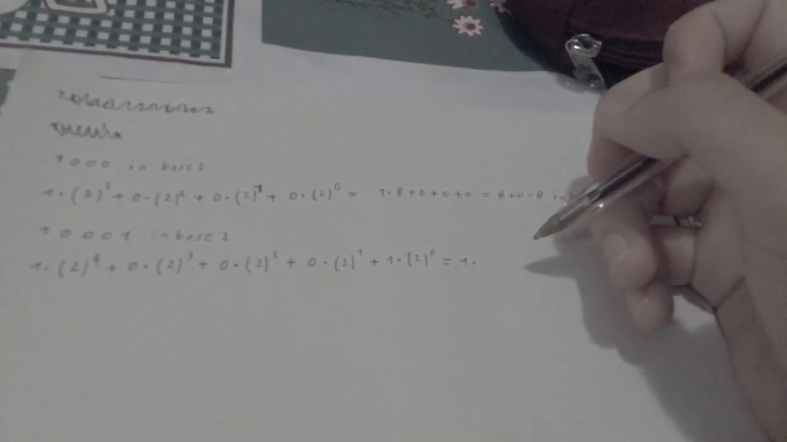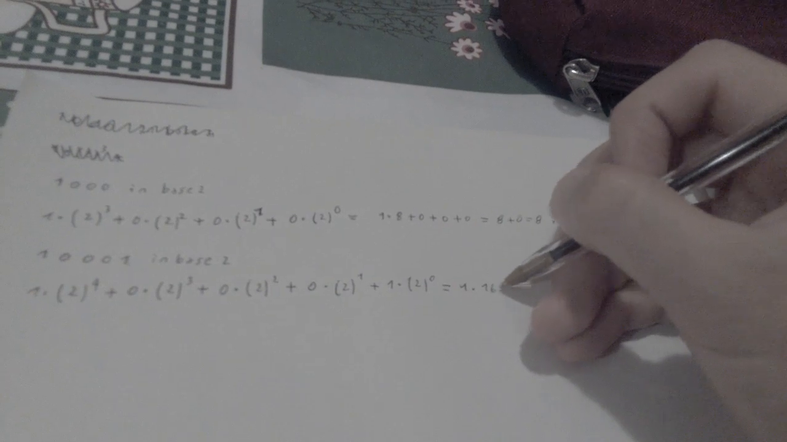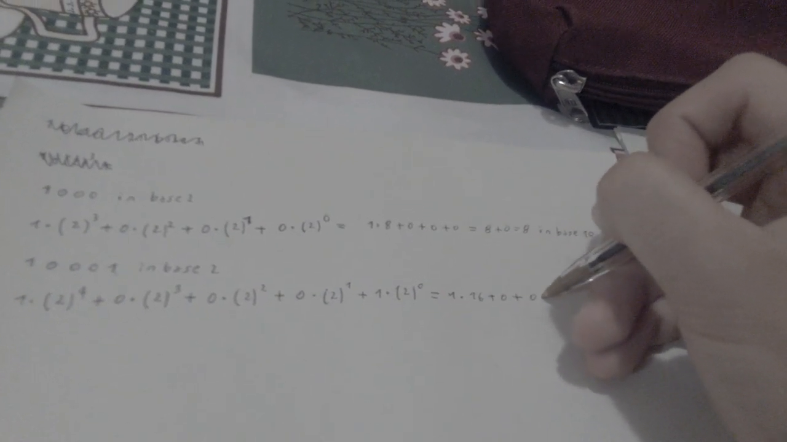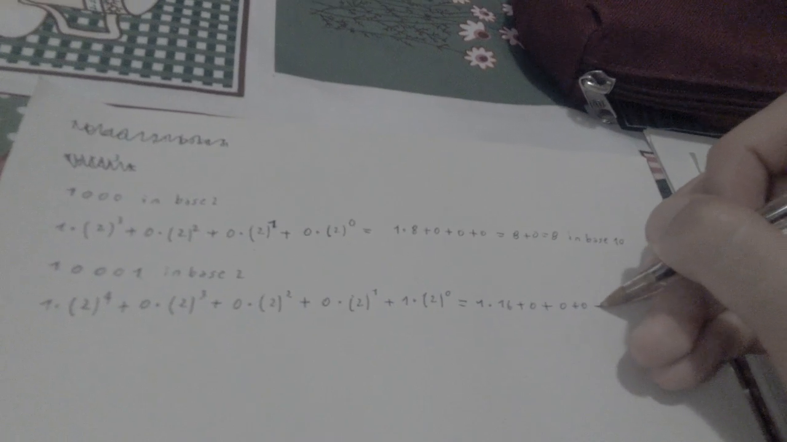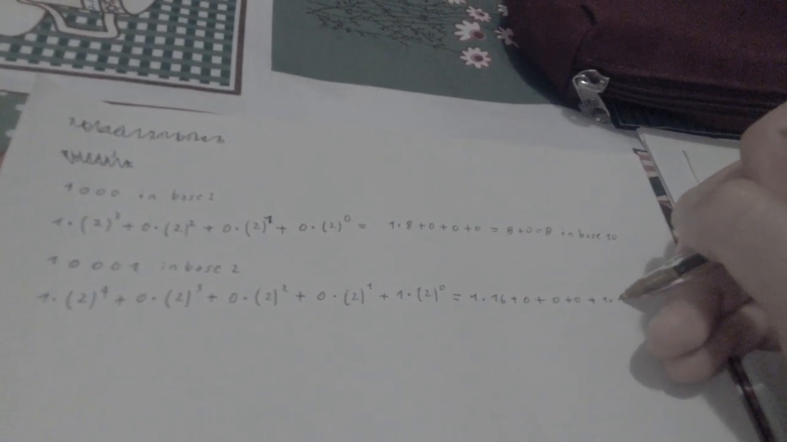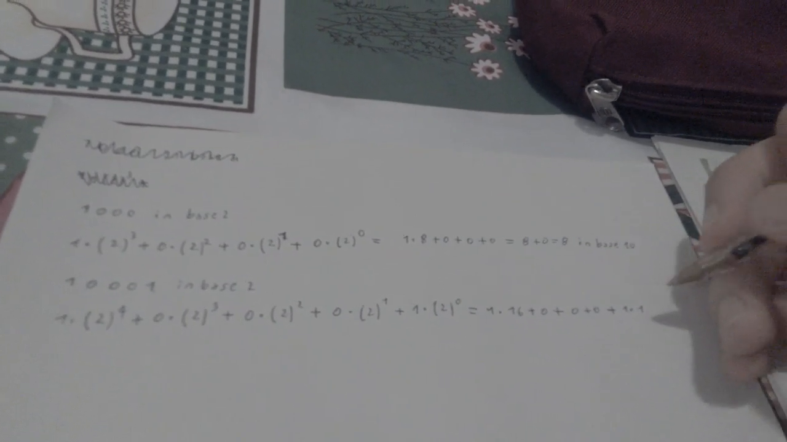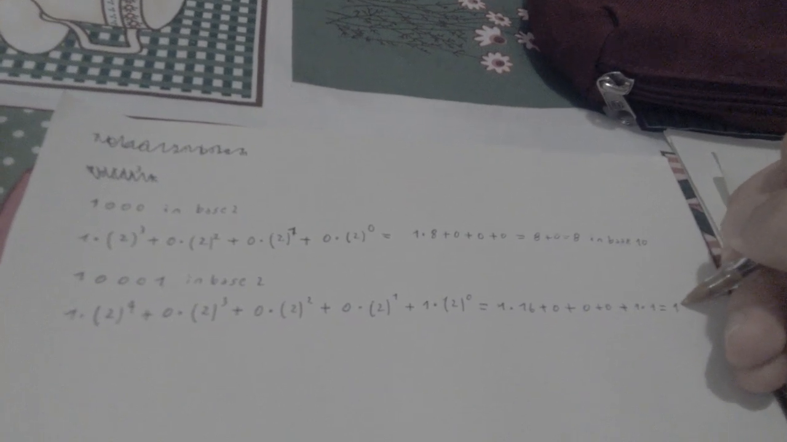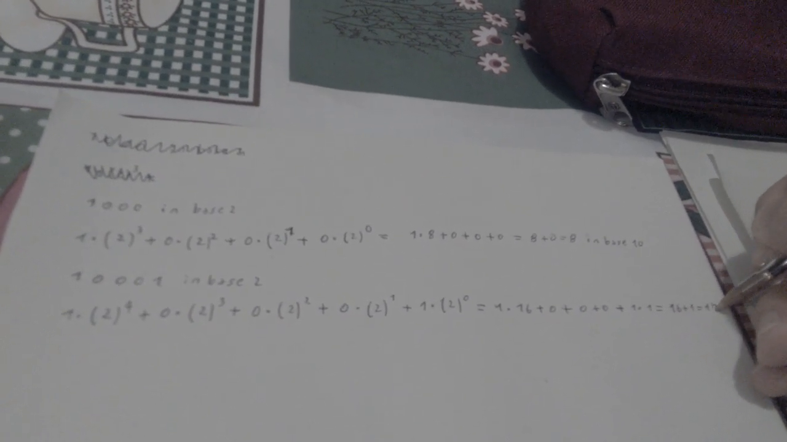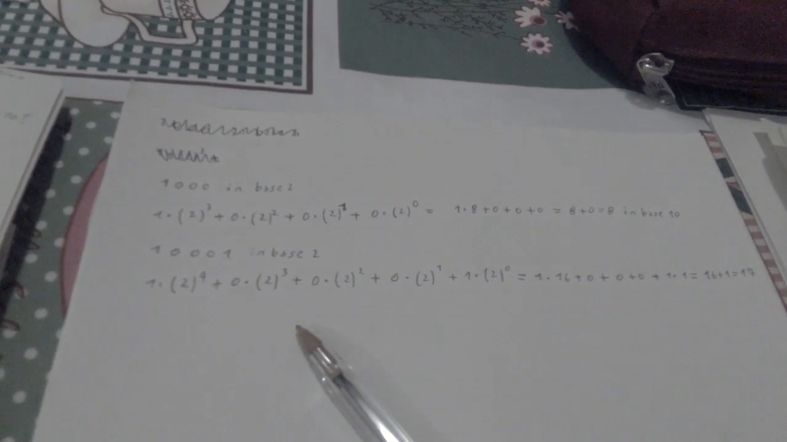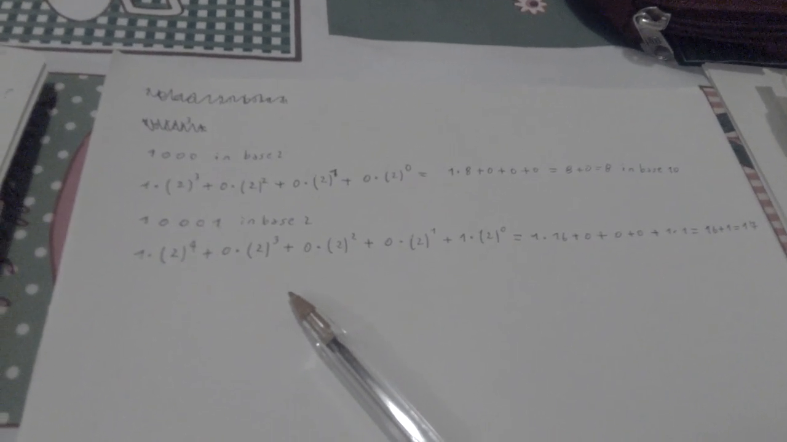And this is going to give me 1 times 16 plus 0 plus 0 plus 0, so a bunch of 0, plus 1 times 1. Remember that a number raised to 0 is basically 1. It's going to be 16 plus 1, which is 17. So the equivalent of 10001 in base 2 is 17 in base 10. This is actually pretty straightforward. It's very easy to do.